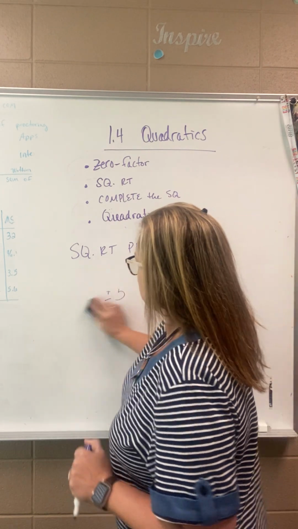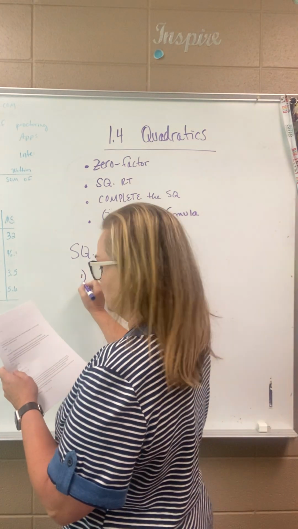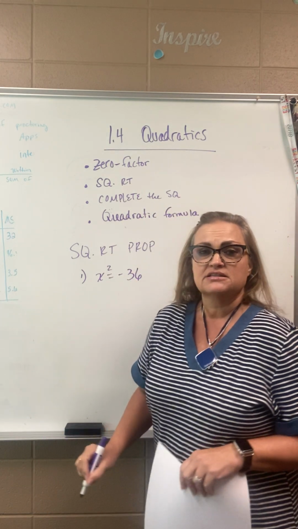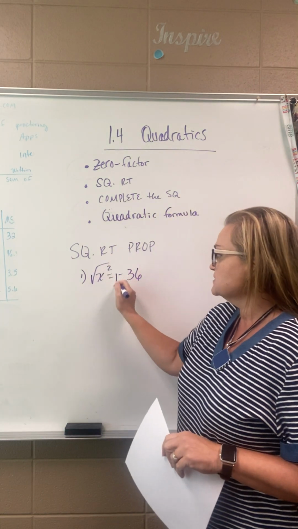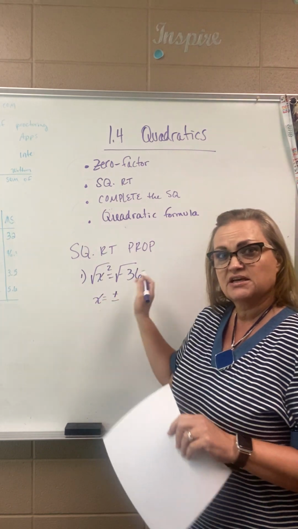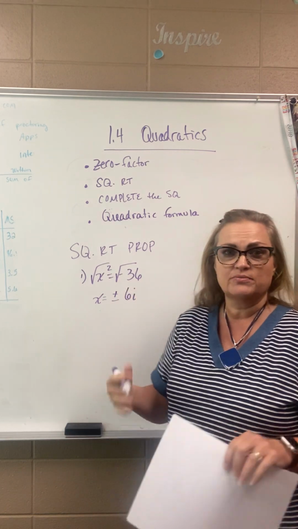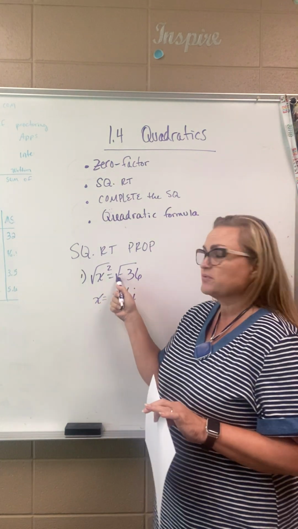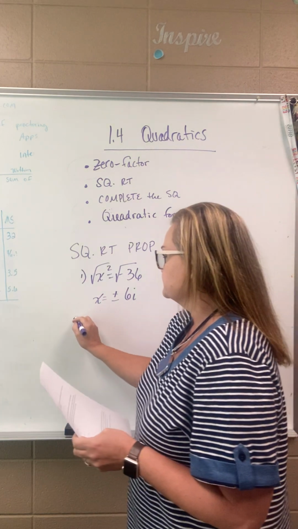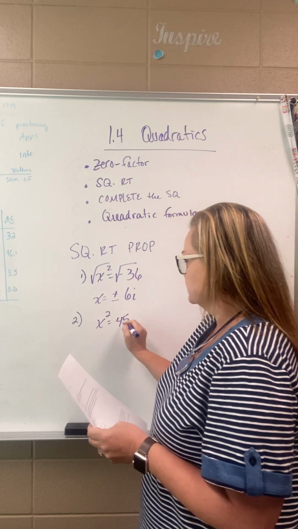All right, let's look at some other examples of that. Okay, down the list, number 1, we have x squared equals negative 36. So here again, we can square root both sides, and that gives us x is plus and minus the square root of negative 36, which reduces to 6i. You might remember when you have the square root of a negative, that's the imaginary unit i.